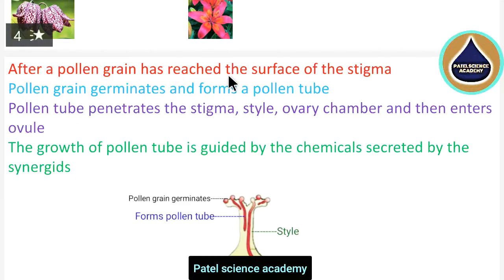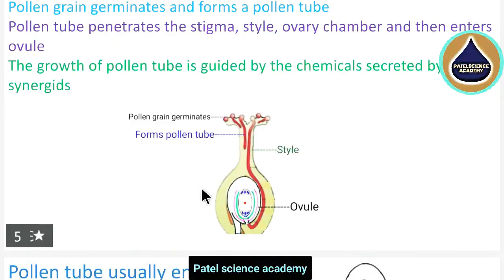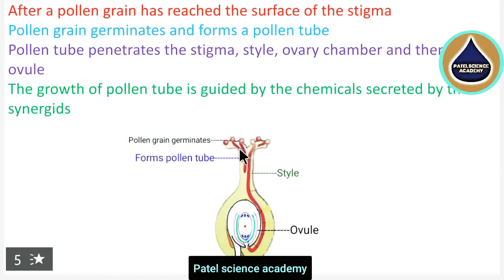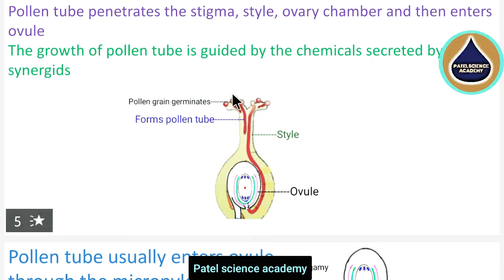After pollen grain has reached the surface of the stigma, pollen grain starts germinating and forms the pollen tube. As you know, in my previous lecture I have explained about the pollen pistil interaction. The pollen grain enters on the stigma surface and it starts producing pollen tube. What happens with that pollen tube? Pollen tube penetrates into the stigma, style and ovary chamber, and then enters the ovule.